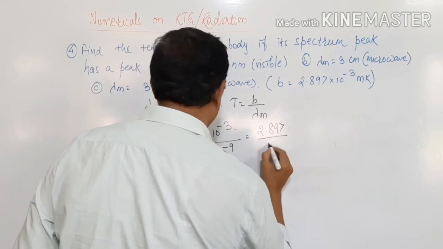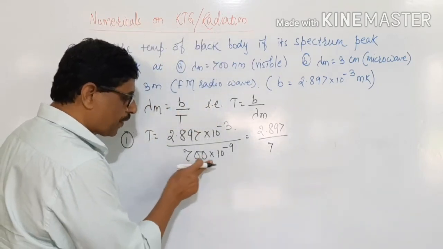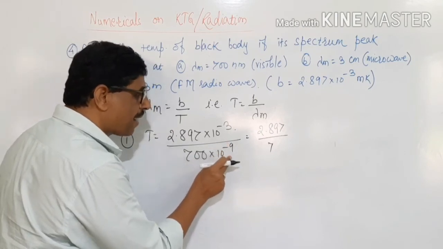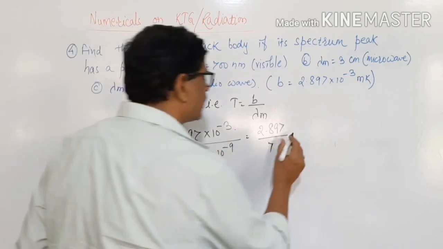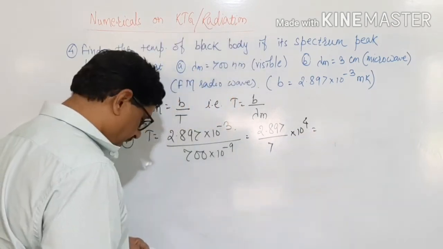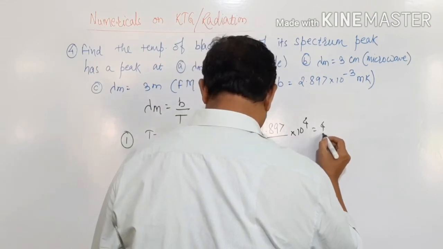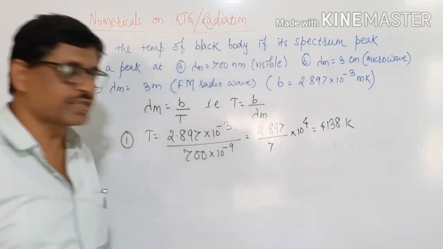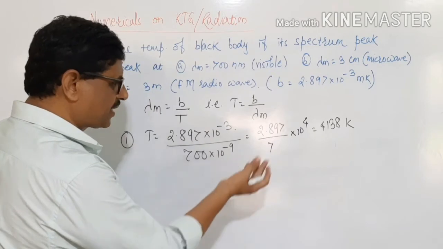2.897 divided by 7. Now what happens here, 10 to the power plus 2, minus 9 minus 7; minus 7 when it goes up becomes plus 7, minus 3, 10 to the power of plus 4. The value comes out to be equal to 4138 Kelvin. This is the answer and it's very simple.